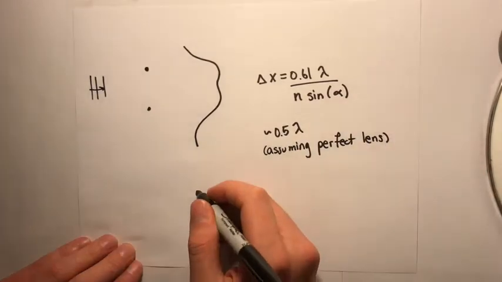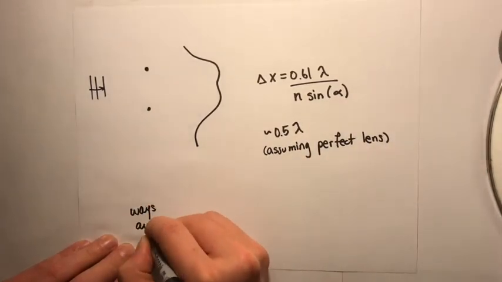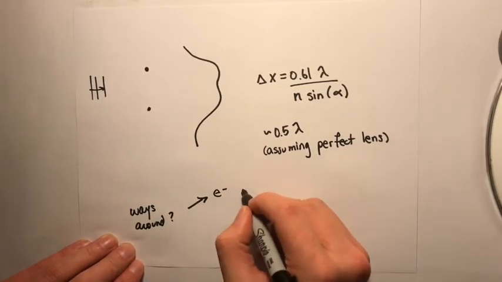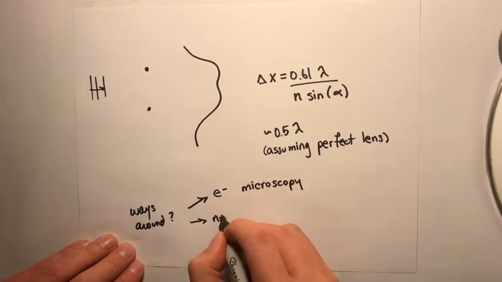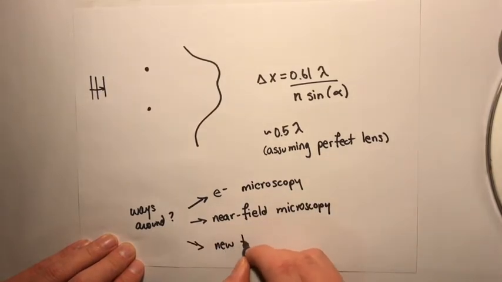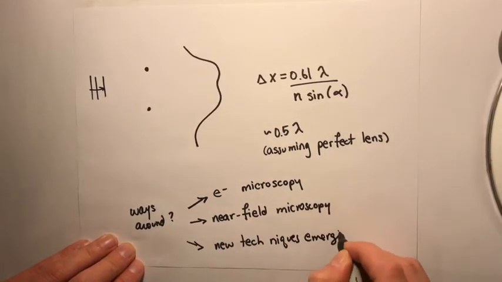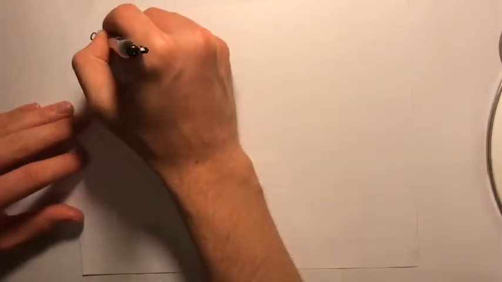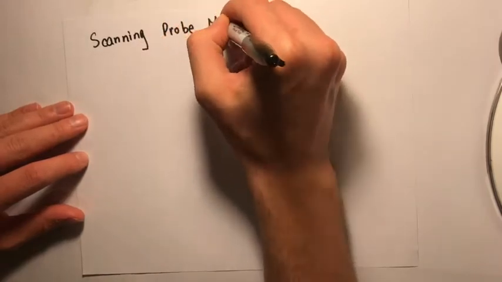There are several ways around this. For instance, we use electron microscopy, which decreases the wavelength, improving resolution, near-field microscopy, which uses entirely different mechanisms, or new techniques, which are emerging all the time. Today we're going to focus on a near-field microscopy technique. One broad class of near-field techniques is called scanning probe microscopy.